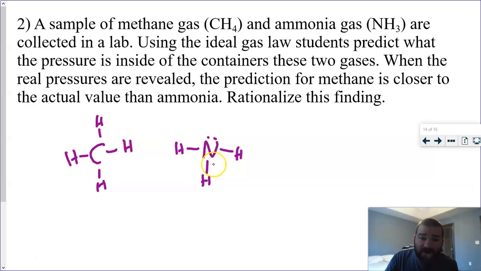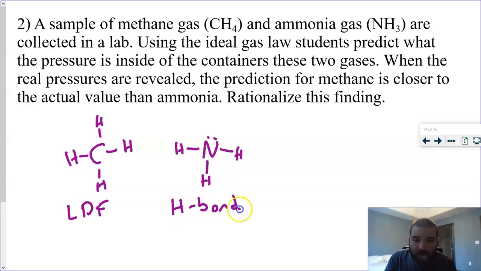And as a result, when we do the ideal gas law calculations on either of these two gases, and we use the real value of pressure that we see in the lab, you would notice that the ideal gas law is not working nearly as well for the ammonia as it is for the methane. It has everything to do with the fact that these intermolecular forces are stronger, okay? So this is nothing but London dispersion. This has hydrogen bonding, okay? And that's why the prediction for methane is better. The prediction for ammonia is worse. It has everything to do with the attractive forces between these molecules.